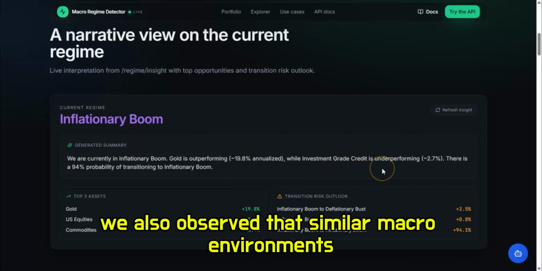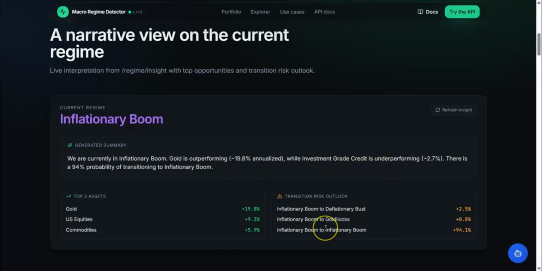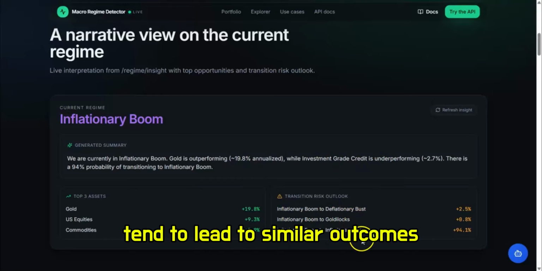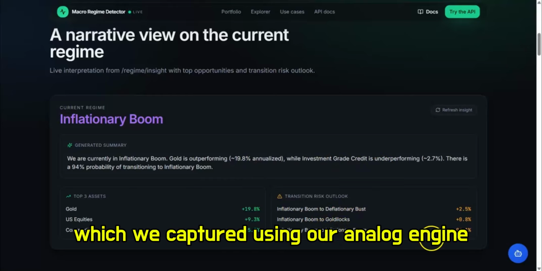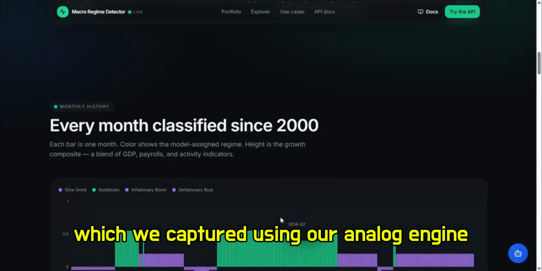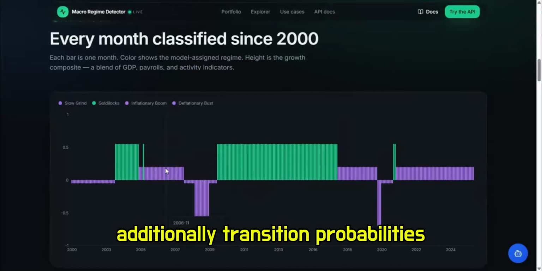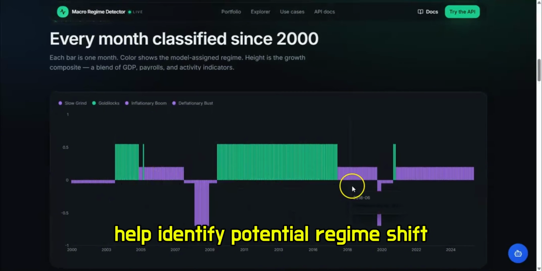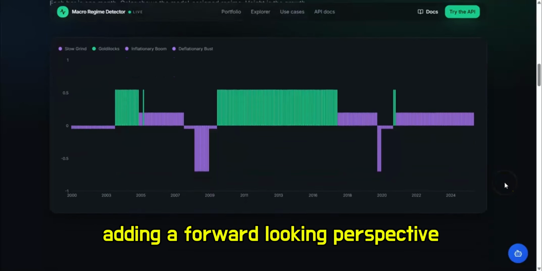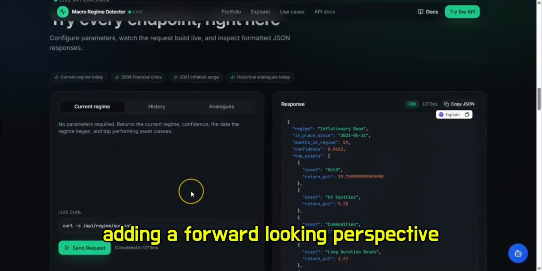We also observed that similar macro environments tend to lead to similar outcomes, which we captured using our analog engine. Additionally, transition probabilities help identify potential regime shifts, adding a forward-looking perspective.